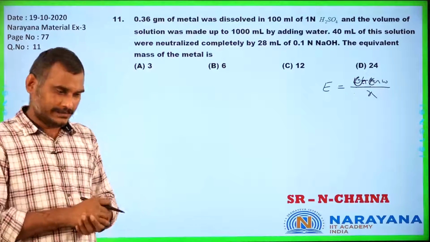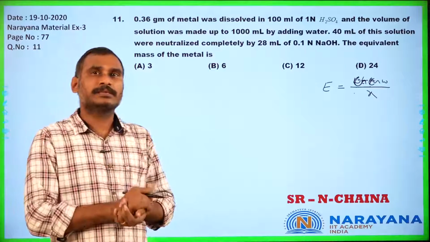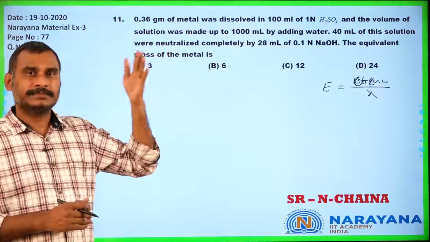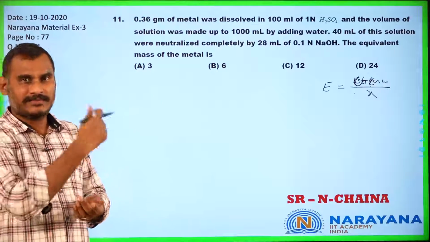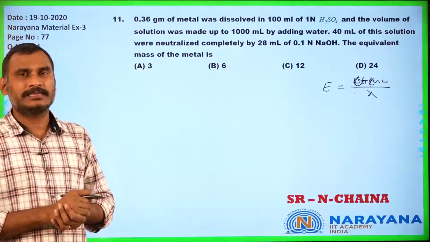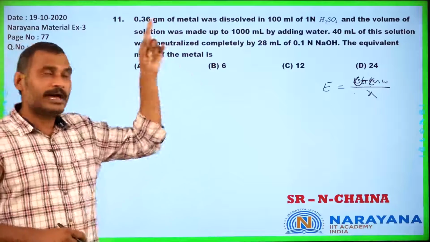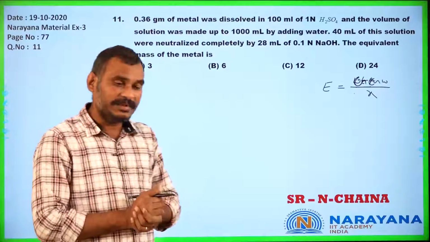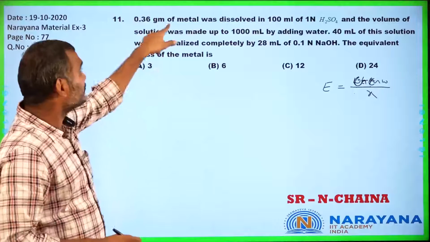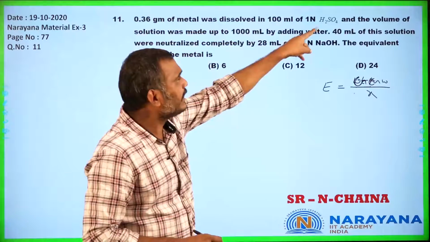How, sir? Number of milli equivalents is equal to given weight by equivalent weight. First of all, I want to find out milli equivalents of the metal. So this amount of the metal was dissolved in 100 ml of 1N H2SO4.